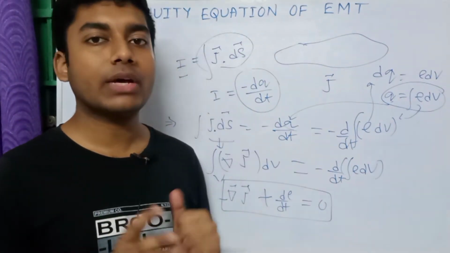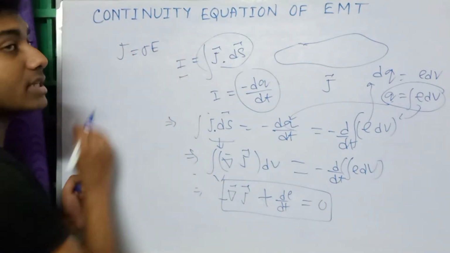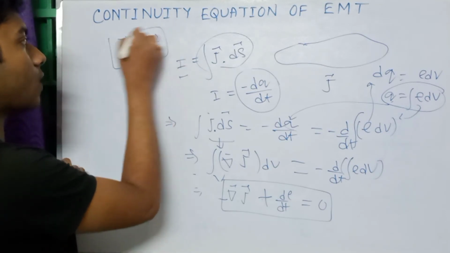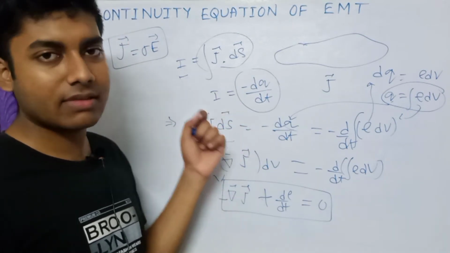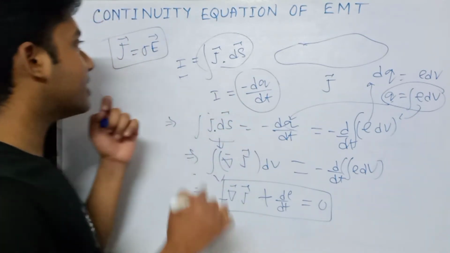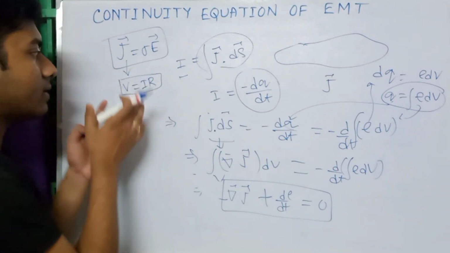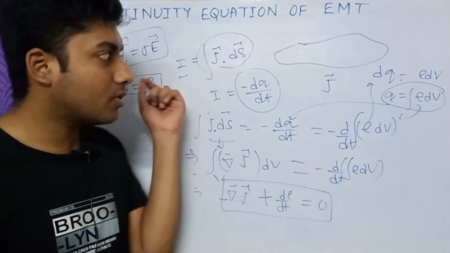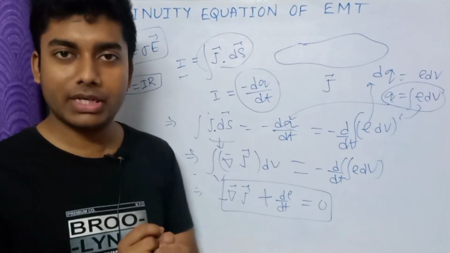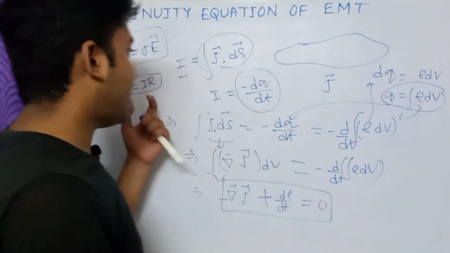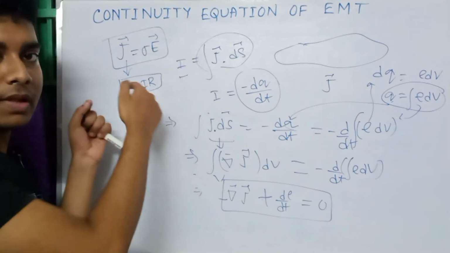Okay, we know that J is equal to sigma E. This is the microscopic form of Ohm's law, or you can say the fundamental form of Ohm's law. From here we can derive that V equals IR, which is our familiar Ohm's law. I have made a short video of 1 minute and I will give the link in the description box. There I have derived that J equals sigma E converges to V equals IR.